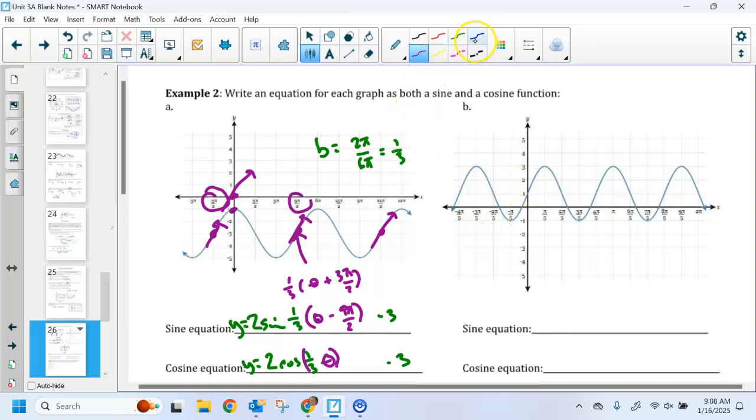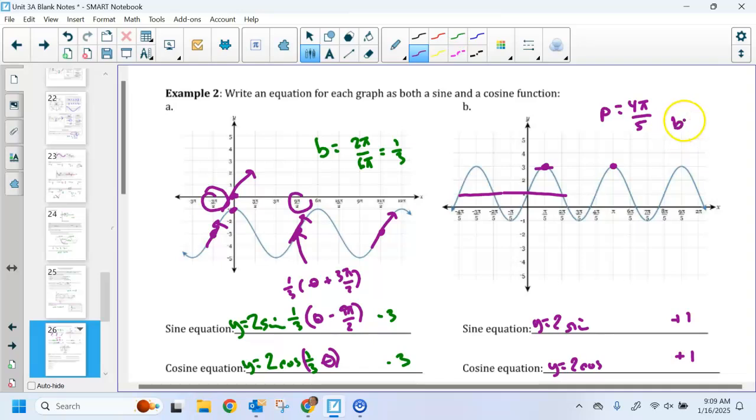Okay, the next one I have here, I always like to put the midline in first. My midline is at y equals 1, so I have a plus 1 out in front. Looks like I have an amplitude of 2 again. So I have a y equals 2. And then, of course, for sine, I have sine, and for cosine, I have cosine. To find my period, it looks like I go from pi over 5 to pi if I go from max to max. So my period is 4 pi over 5, or 4/5 pi.